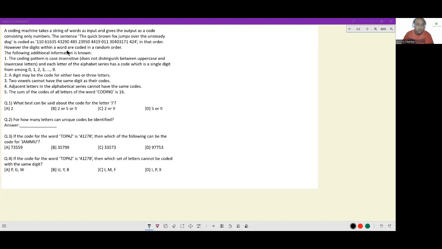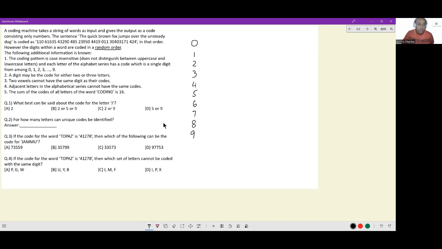However, the digits within a word are coded in a random order. So it is not like T directly corresponds to 1 or H directly corresponds to 1. The following is additional information. The coding pattern is case insensitive, does not distinguish between uppercase and lowercase, and each letter of the alphabet series has a code which is a single digit from among 0 to 9. So 0, 1, 2, 3, 4, 5, 6, 7, 8, and 9.